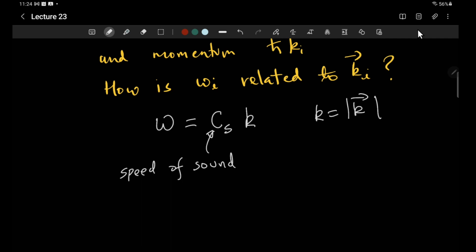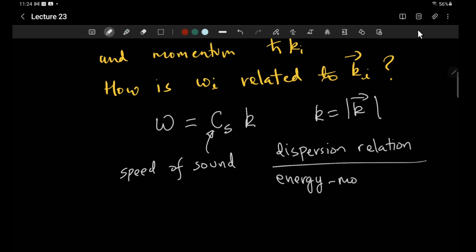Okay, so this is very, very crude, in the sense that there could be anisotropies. There are transverse modes and longitudinal modes, and they need not have the same speed. But we will be very cavalier. We'll associate one speed, because we need to do something very, very simple. So this is called the dispersion relation, or the energy momentum relation. Okay, so this is what we get.